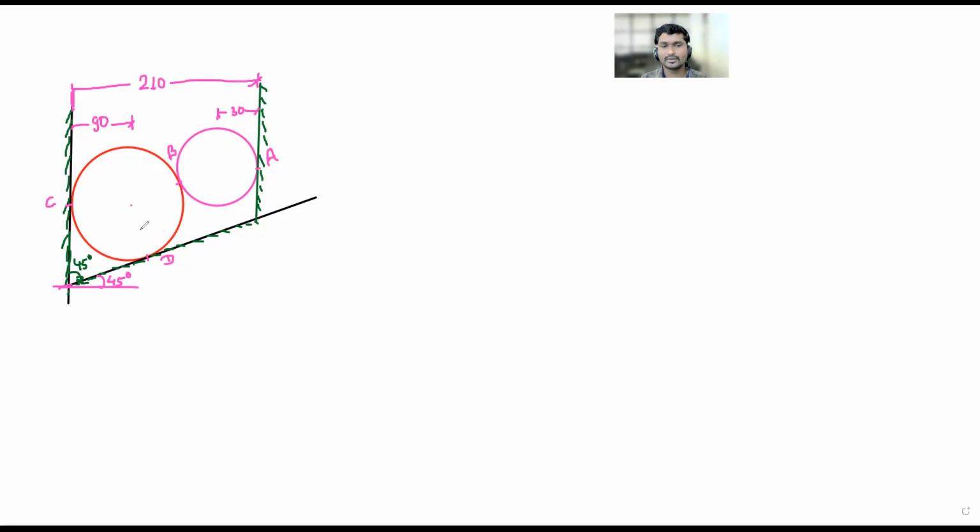Wait, sir, we will go for the weight. Tell me the first step, what do we have to do now? In this diagram we have to draw the x and y axes. X and y axes we will go for.